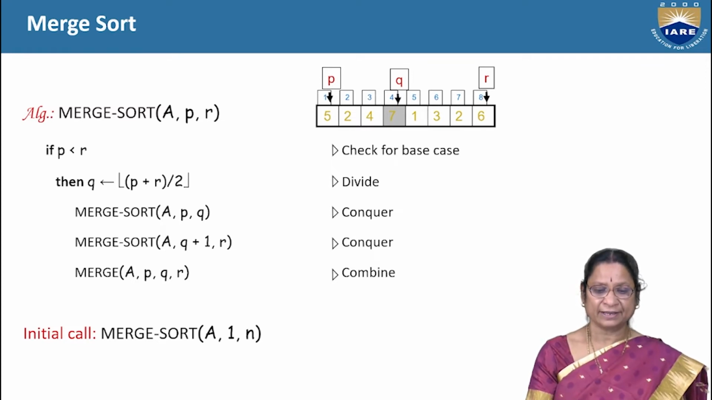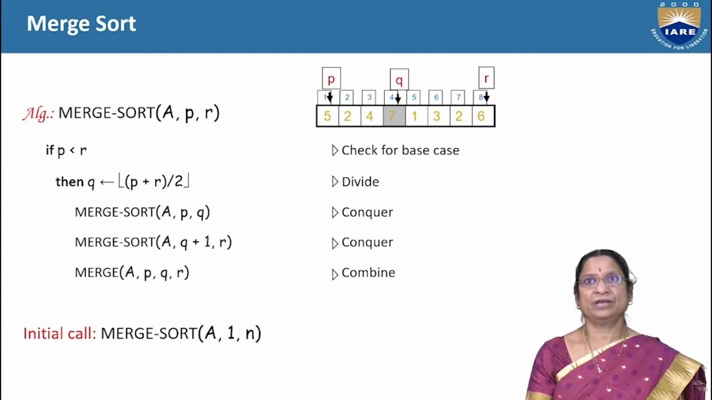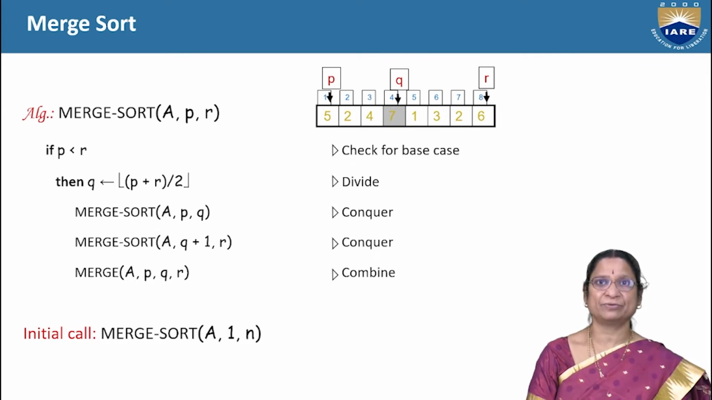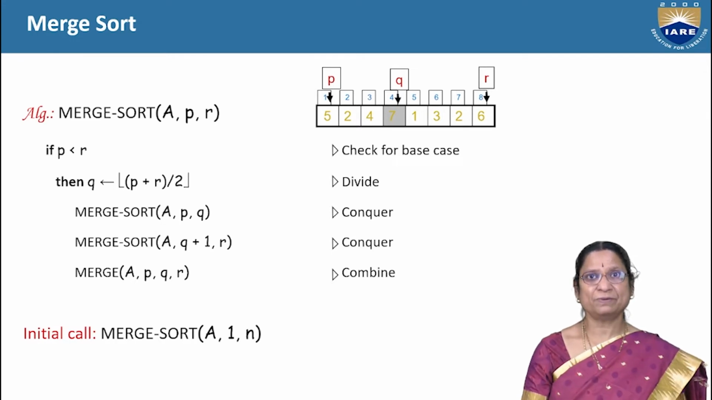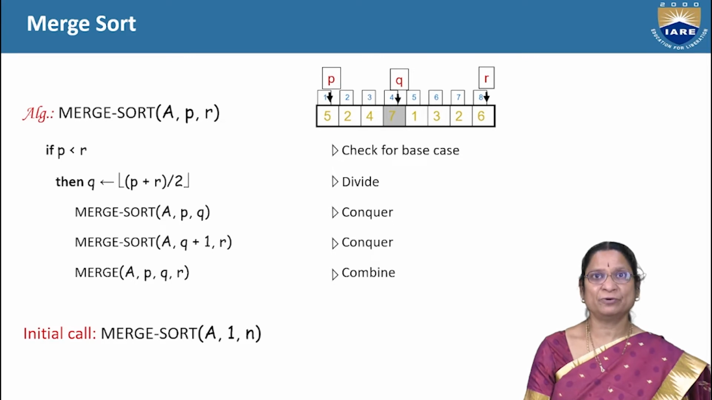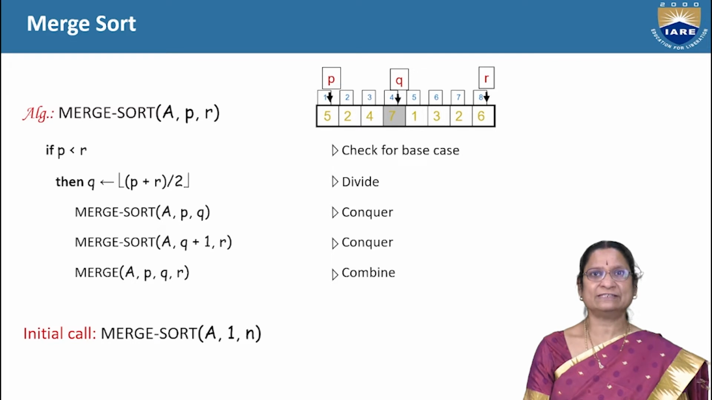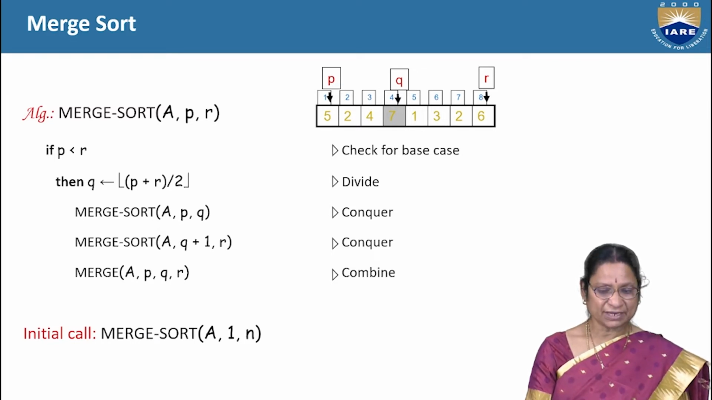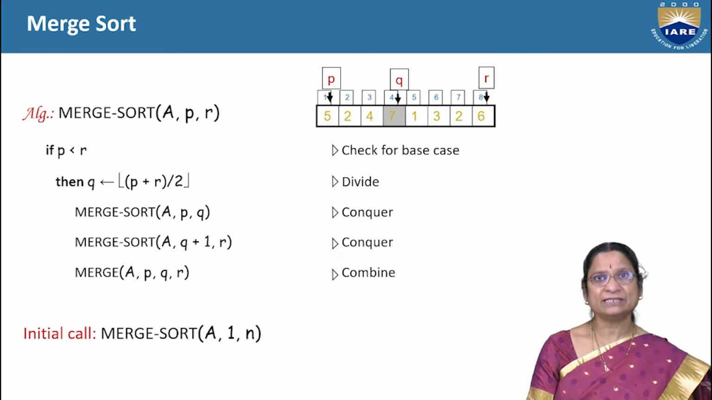Merge sort of array A, P and R are the lower bound and upper bound of the array. If P is less than R, remember, if P is less than R means lower bound is less than upper bound. If it is greater than or equal to, what happens? Greater than means the array is exhausted. Equal to means the array consists of a single element. So P equal to R means lower bound equal to upper bound, meaning the array consists of a single element. It is already in sorted order, so no need to consider it further. That's why this merge sort process is applicable only if the array consists of more than one element.